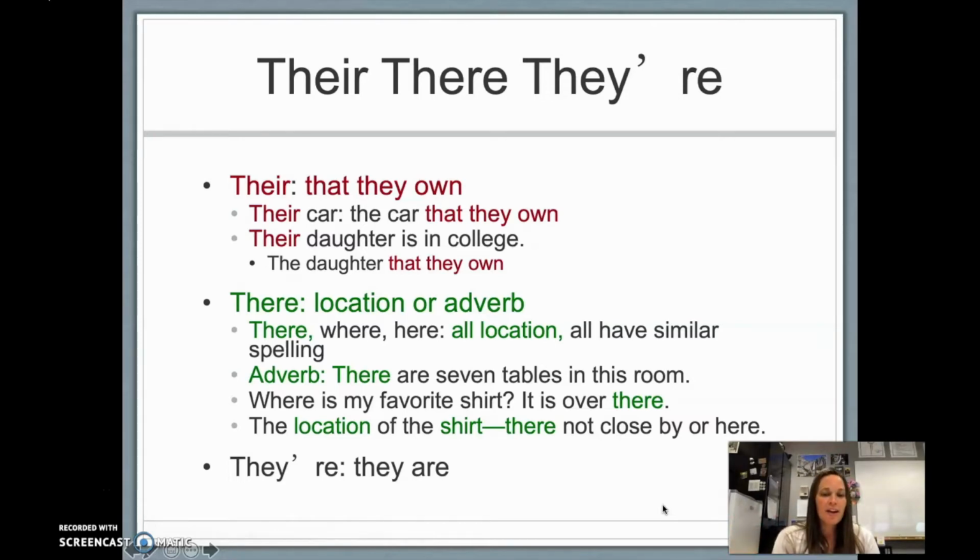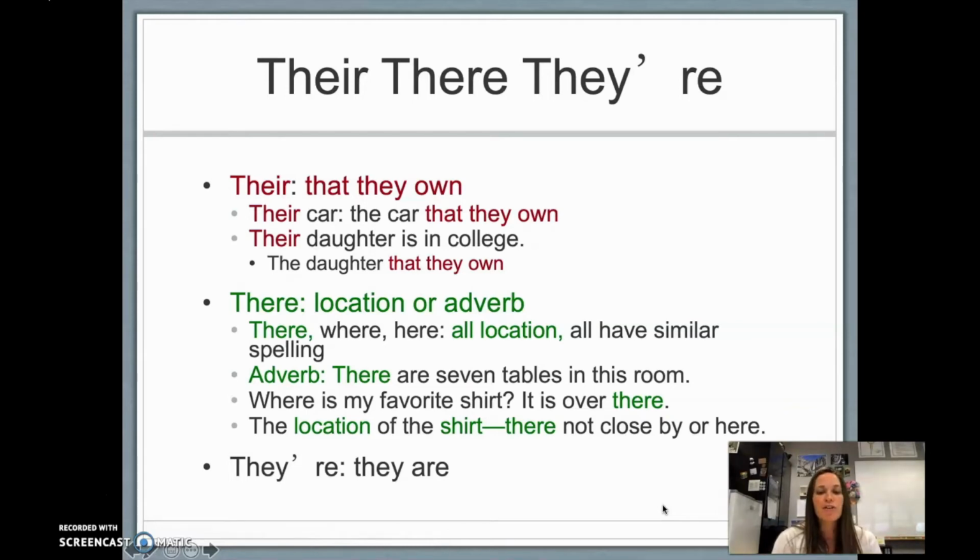The second there without an I is a location or adverb. So there, where, and here, those all have to do with location, and they all have similar spelling, so that makes it kind of nice. It can also be an adverb. There are 7 tables in the room. There would then be actually describing the verb are, okay? There are. Over there, right? There are 7 tables in this room.